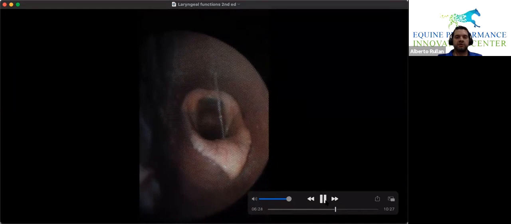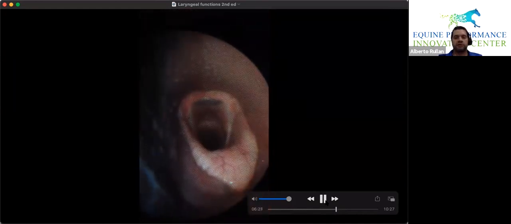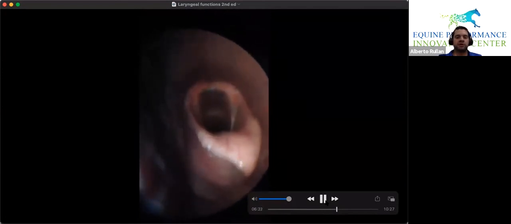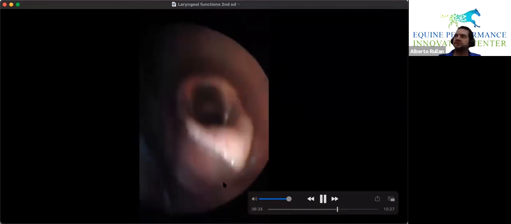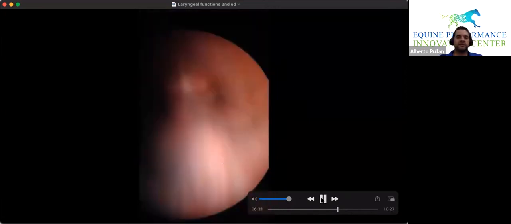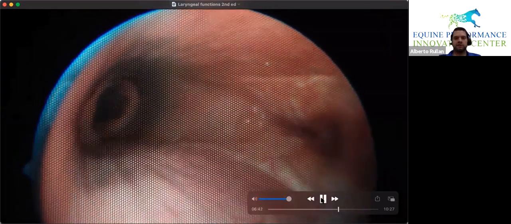Okay, this horse has a little bit of mucus coming from the dorsal, from the roof of the pharynx. It has a pointy epiglottis, but look how interesting, the epiglottis sits a little bit higher on the palate. That was the only tricky thing that I saw on this horse. I didn't know what to make out of it.